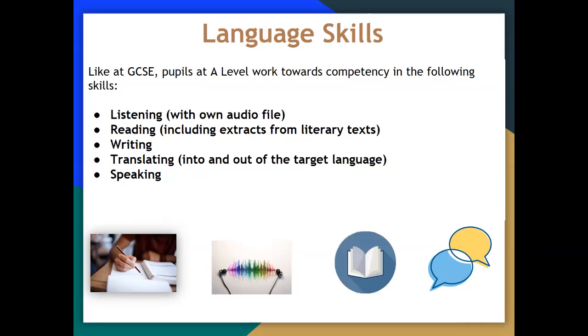Obviously, pupils taking Spanish at GCSE will be familiar with all of these language skills. A few of the differences are in the listening. Instead of sitting in a big hall with a recording being played to a huge cohort of pupils, you get your own sound file. You will get a CD and a CD player, and you can play the track as many times as you want within the allocated time.